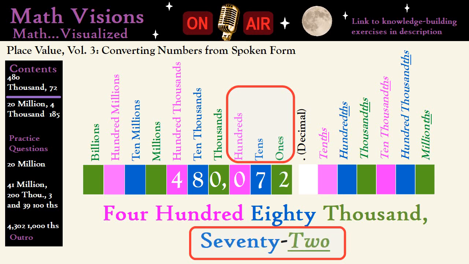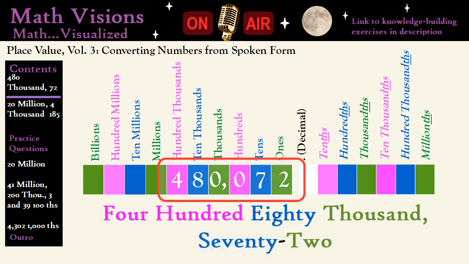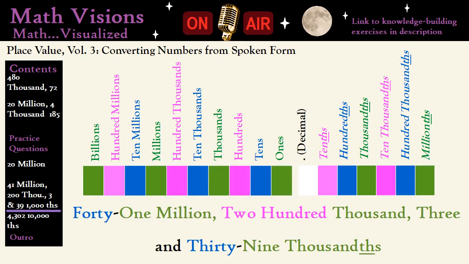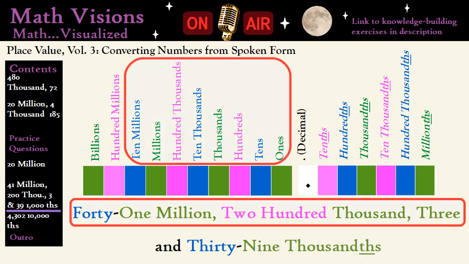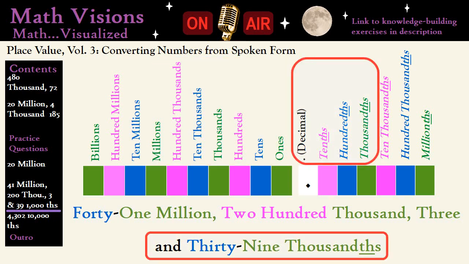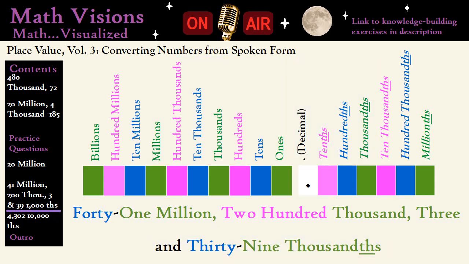So this means we write our number as 480,072. How about 41,200,003 and 39 thousandths? Since we see the word "and" along with the place value that ends in THS, this means we have a whole number portion and a decimal portion. Thinking back to our previous example, what should we do first?